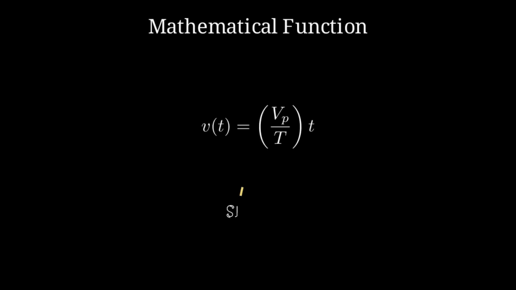To solve for the average, we first need the mathematical expression for the ramp. Since it starts at 0 and reaches peak voltage Vp at time T, the slope is Vp over T. This gives us the function v of t equals Vp over T times t.